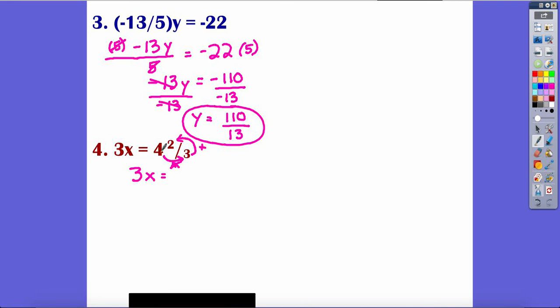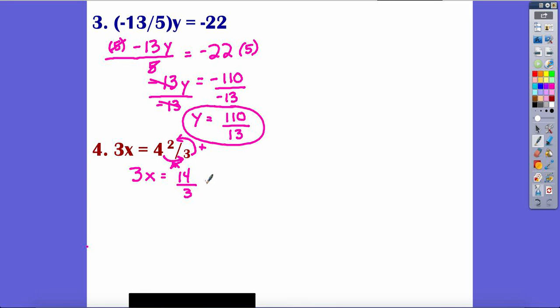So this is going to be 4 times 3 is 12. 12 plus 2 is 14. And I actually keep my denominator the same. So 14 thirds is the same as 4 2/3. And so at this point now, I have 3x, and I know that that is being multiplied, but I also have this fraction over here.